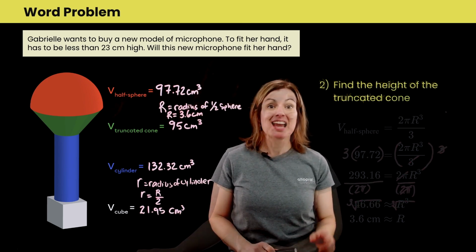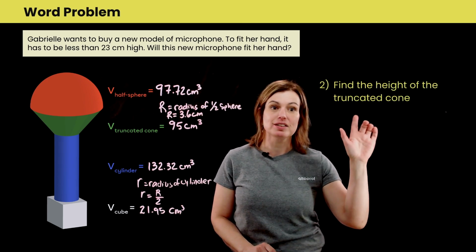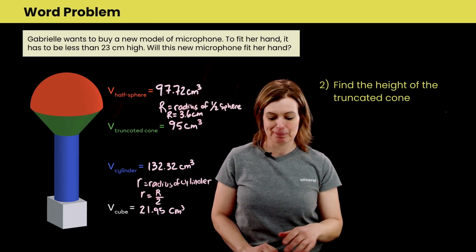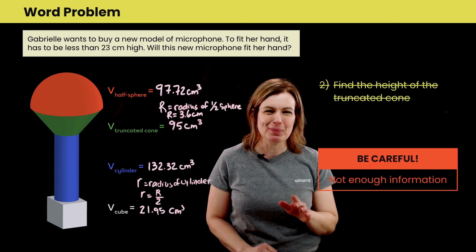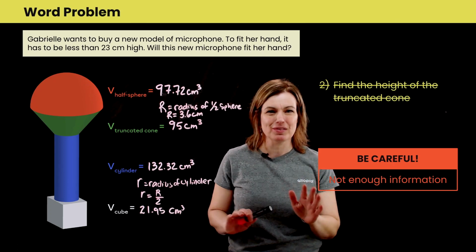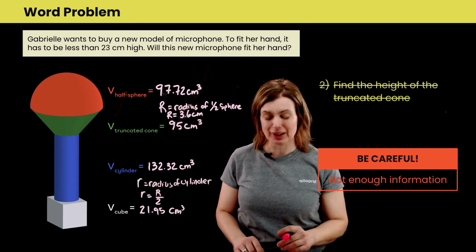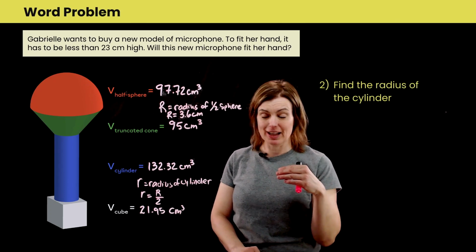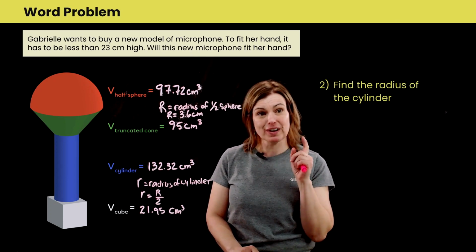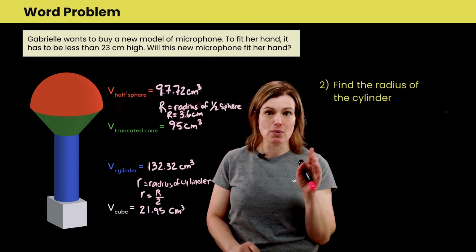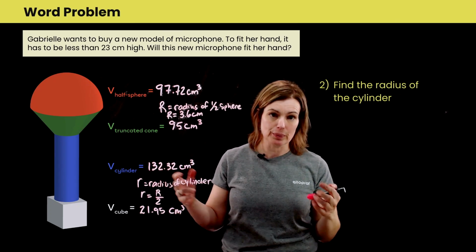Excellent. So the second part of this problem needs us to find the height of the truncated cone. But wait a minute, we don't have enough information yet to do that. Okay, so we're going to have to actually look at doing the cylinder first. So we're going to find the radius of the cylinder before we find anything about the truncated cone.